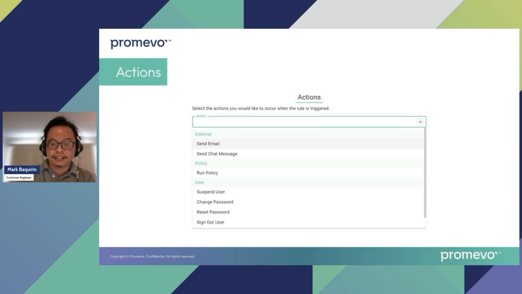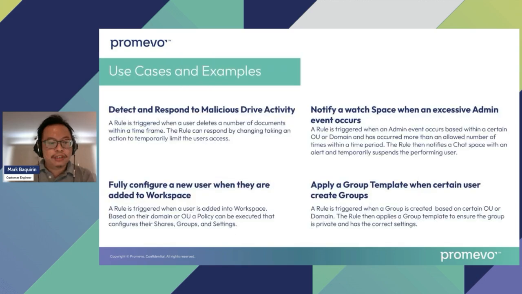And then finally, the last part would be the actions that we can have the triggers run. We can stack different actions. So we're going to be going over a few of these actions in some scenarios that we've built out here, just so you can see how these actions work and how the full workflow goes together here. We're going to be actually using these examples. The first one we'll be using would be detecting and responding to malicious drive activity. The next one is notifying a watch space when excessive admin events occur. And then we'll also be going over fully configuring a new user when they are added to Workspace. And then finally, applying a group template when certain users create groups.